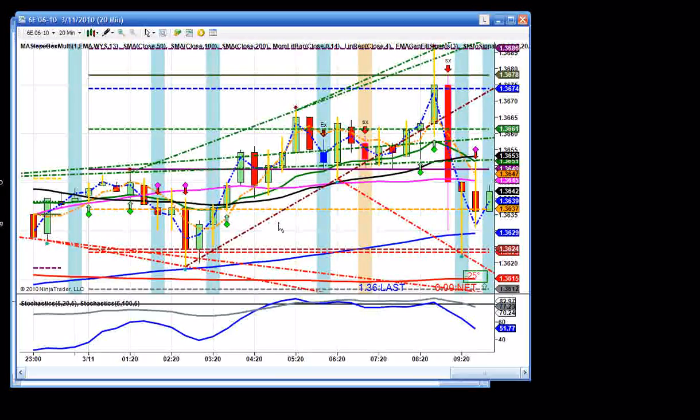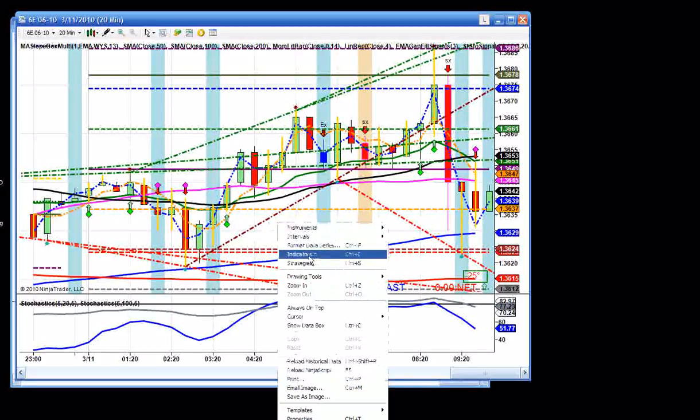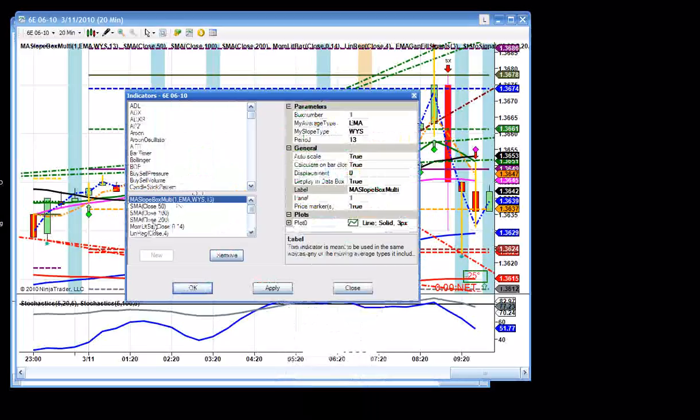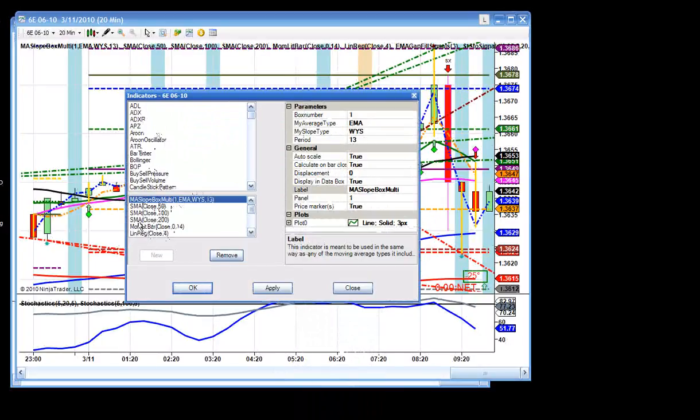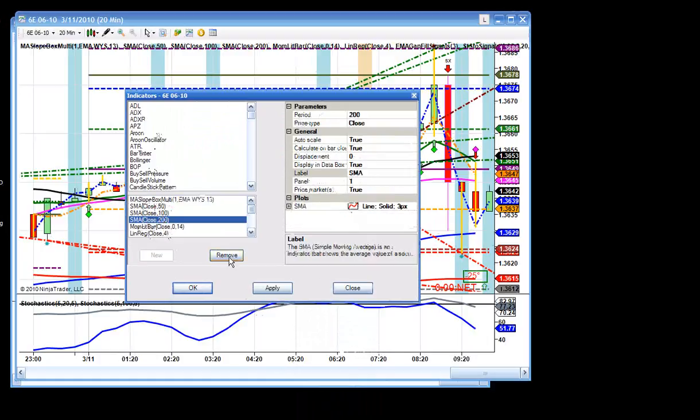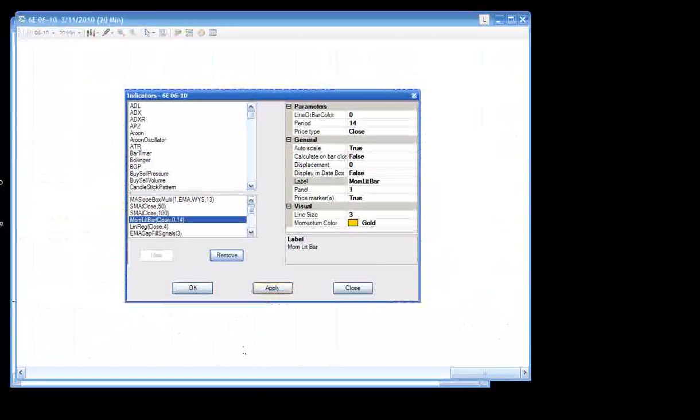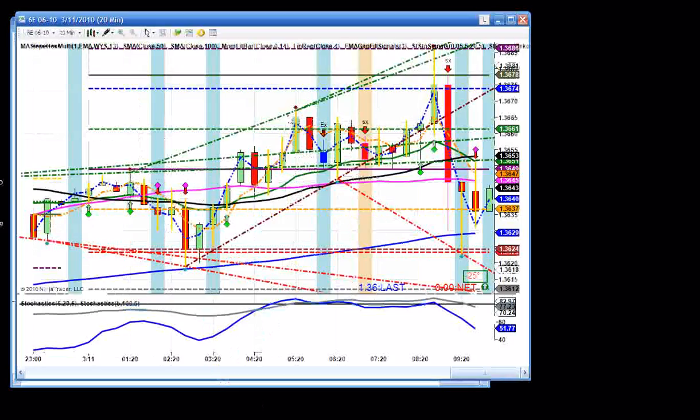So what you need to do is right click, go to indicators. In the bottom box is everything that's on your chart. In the top box is anything you could possibly add. So what you want to do is locate the simple moving average close 200, select that and click remove, apply, and OK. Now you have a correct view of the market because the 200 moving average that's there is not true.